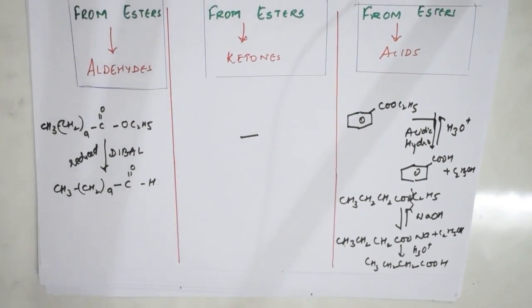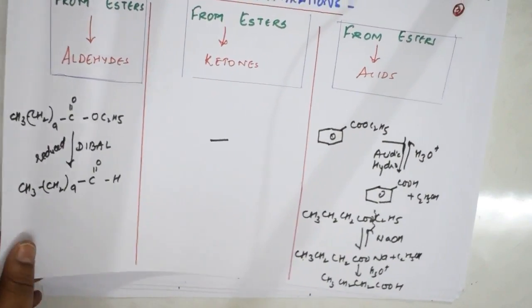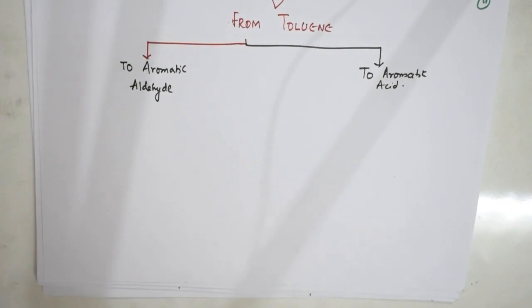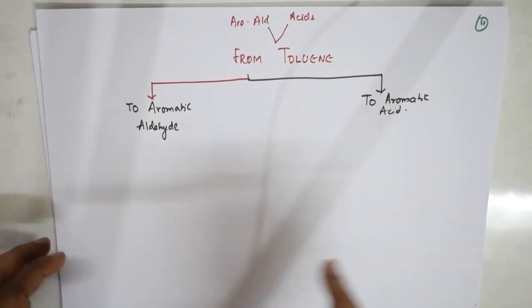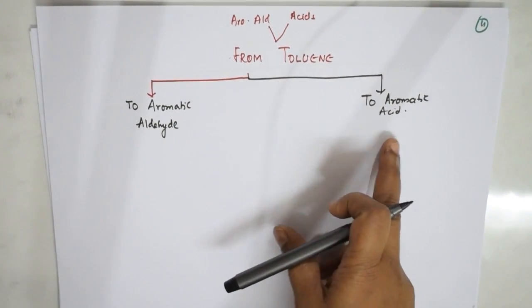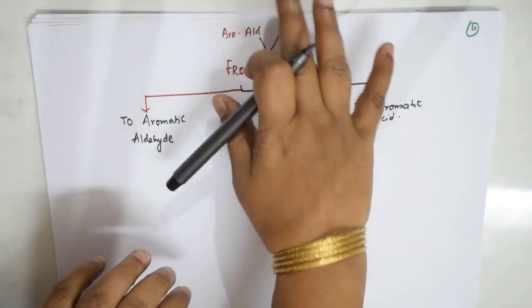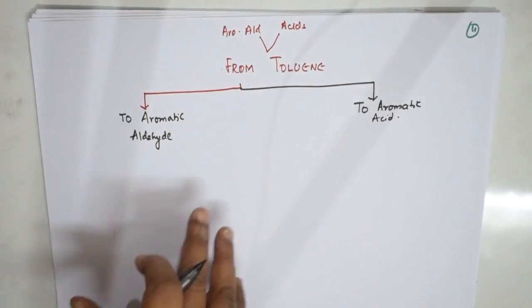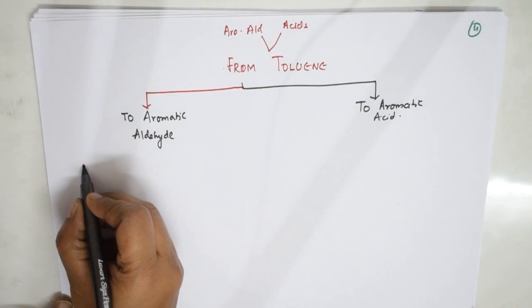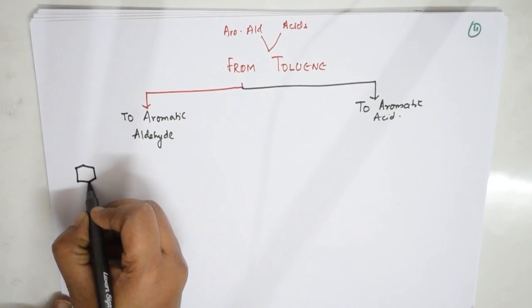This is clear, right? Now let us come and see the next part according to yours, that is from toluene, or the methyl benzene. Here I'll be preparing aromatic aldehyde and aromatic acid from toluene. Why? Because this is an aromatic compound, isn't it? Right. So now when I take aromatic aldehyde, just see here. So I'm going to take toluene.